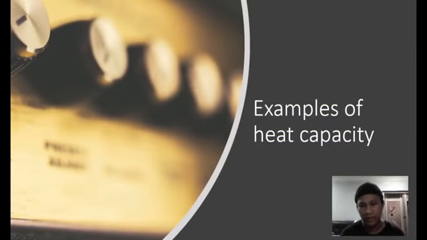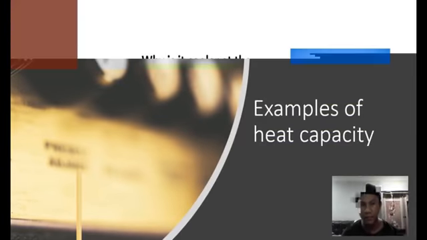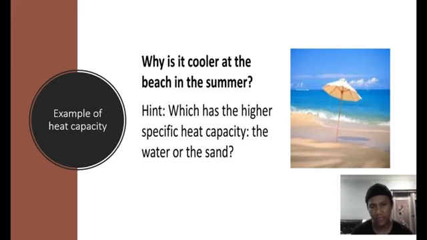My name is Muhammad Aziz Fikri and I will present the examples of heat capacity. Okay, first example of heat capacity. First question is, why is it cooler at the beach in the summer? The hint is, which of these has the highest specific heat capacity, the water or the sand? So the answer is, water has a high specific heat capacity. So the water stays cool longer than the land.